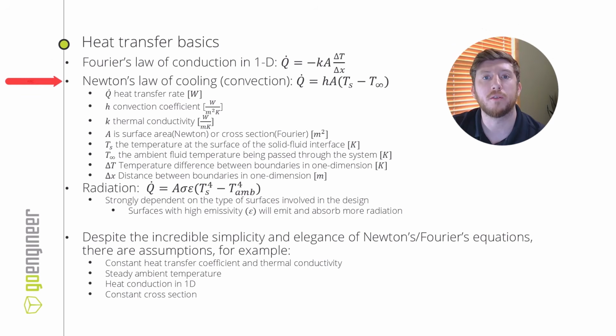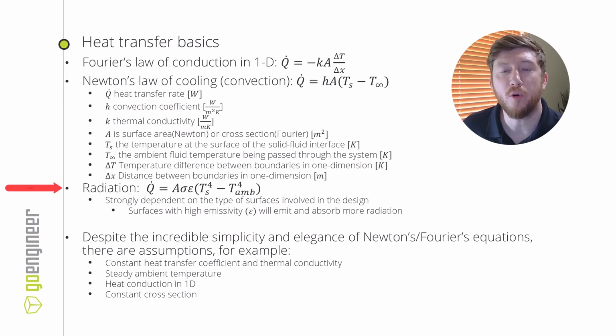Newton's law of cooling tells us how convection between solids and fluids can remove energy from a system. An important factor in the effectiveness of convection is the convection coefficient, H. This coefficient is determined by things like fluid flow, fluid velocity, geometry, and fluid properties such as the specific heat capacity and thermal conductivity. In most cases, the convection coefficient is determined either experimentally or through the use of simulation software, such as SOLIDWORKS Flow Simulation.